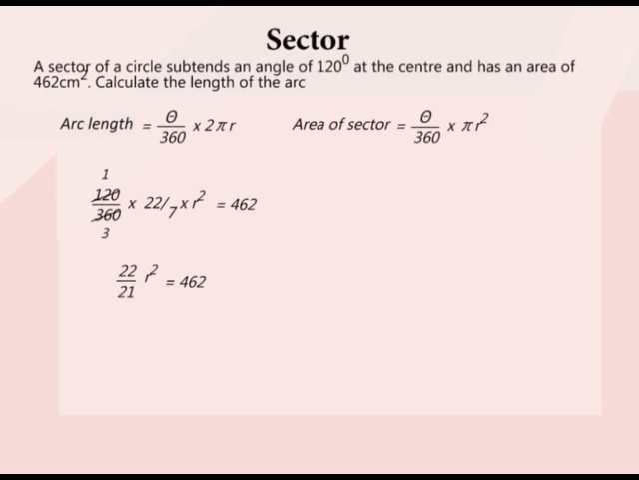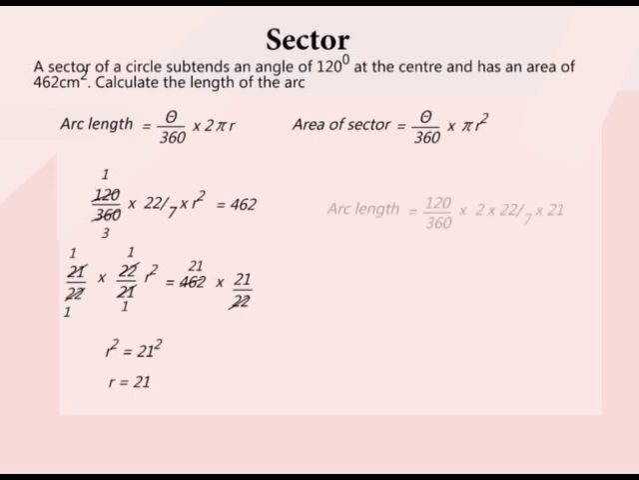To remain with r squared on one side, we multiply both sides by 21 over 22. 22 cancels with 22, and 462 divides by 22, 21 times. So we remain with r squared is equal to 21 times 21. We do not have to complete 21 times 21. We remain with r squared is equal to 21 squared. And so r is equal to 21 centimeters.